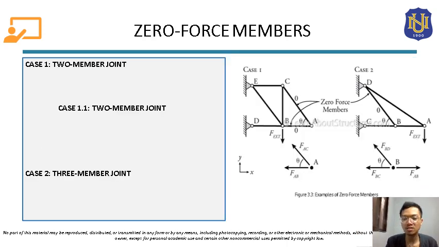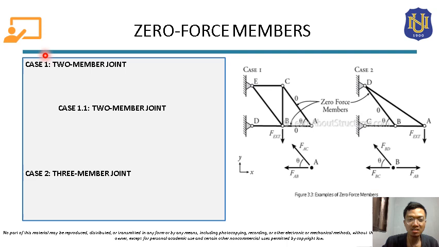Before we proceed to our discussion in methods for analysis of trusses, we will discuss first how to determine zero-force members in trusses. There are trusses that have members that don't have forces acting on that member. Those members are called zero-force members. We can determine those zero-force members by using these 2 cases.